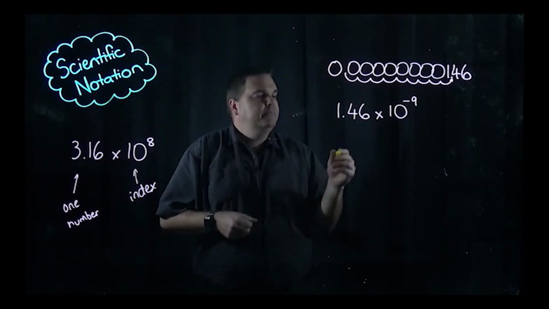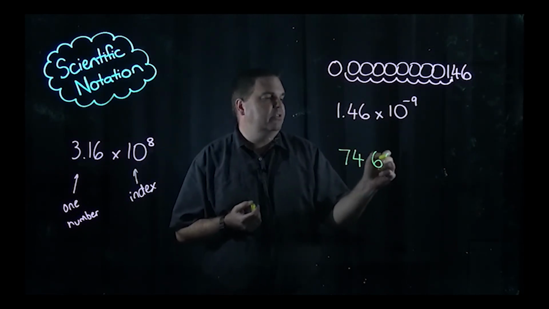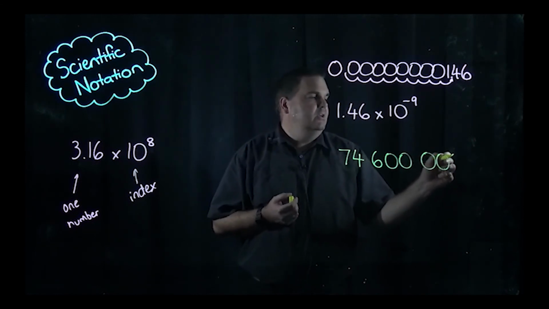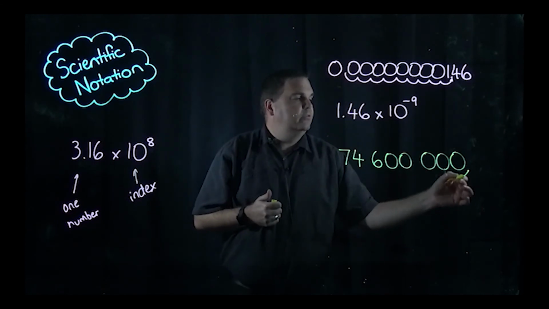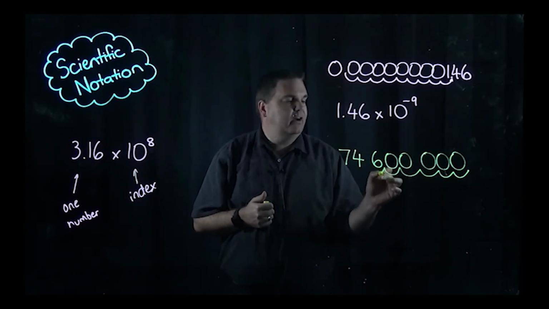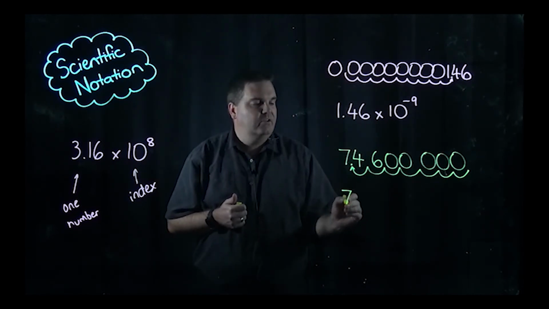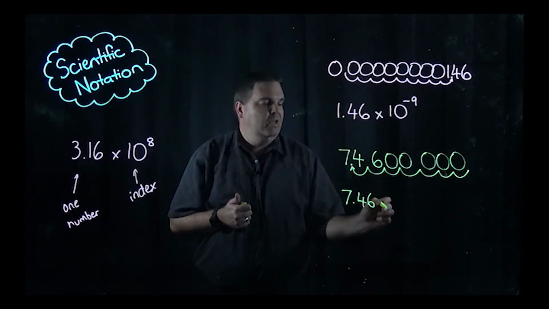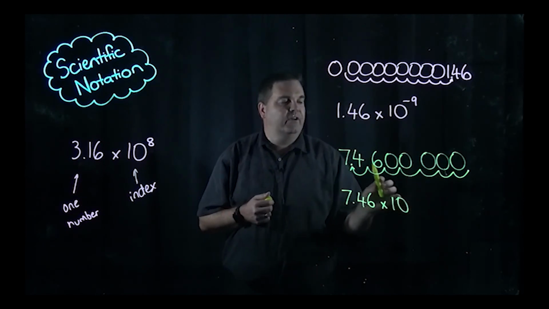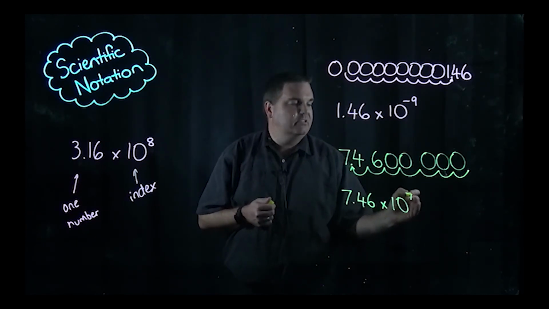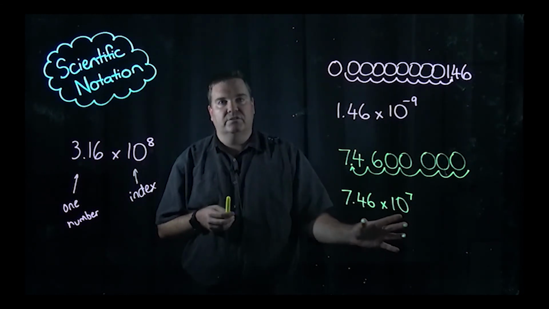If you've got really, really big numbers, let's do something like 74,600,000. Again, what we're looking at doing is just moving our decimal. So our decimal is here. We're going to move it 1, 2, 3, 4, 5, 6, 7, just so we've got our decimal with 1 number on the other side. So it's 7.46 times by 10, and then we have a look: 1, 2, 3, 4, 5, 6, 7 places we moved it. So it's times by 10 to the 7. And that's how we convert a normal number into scientific notation.